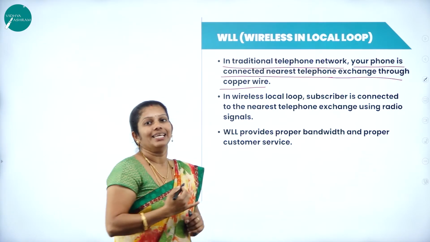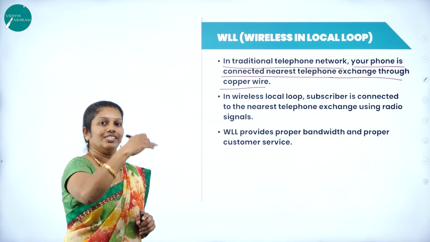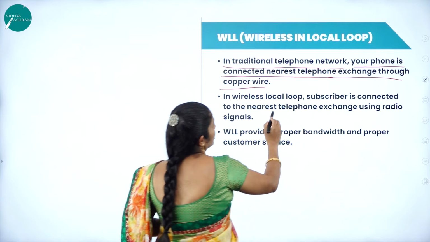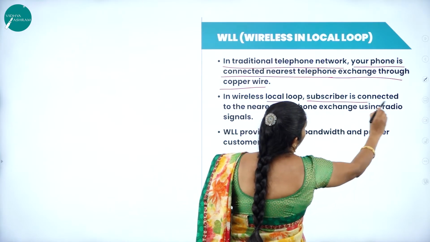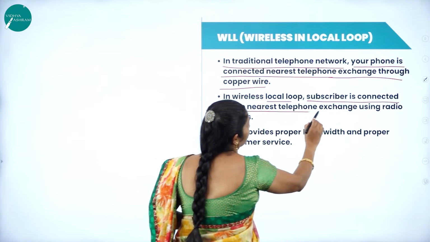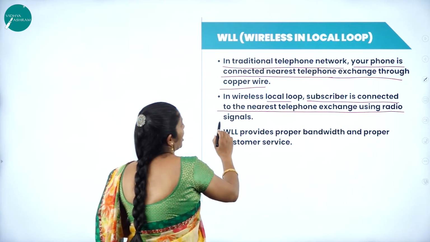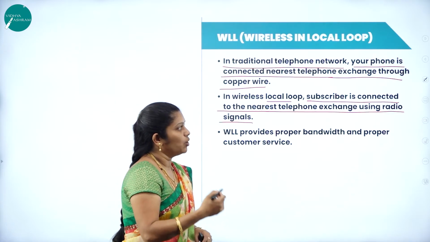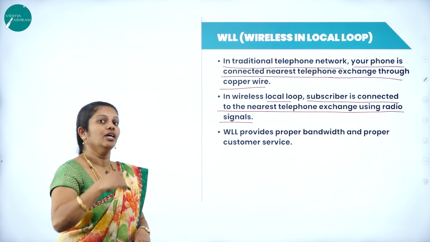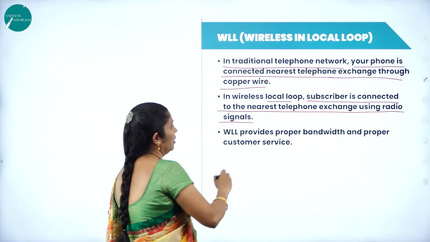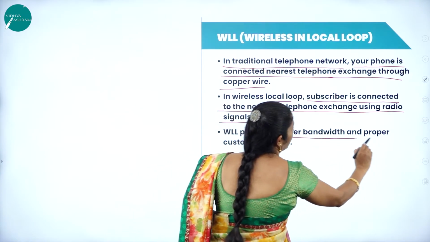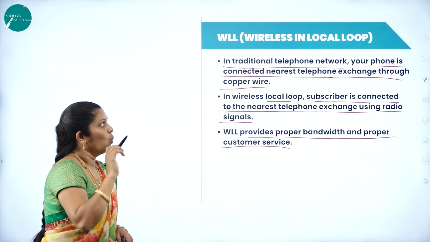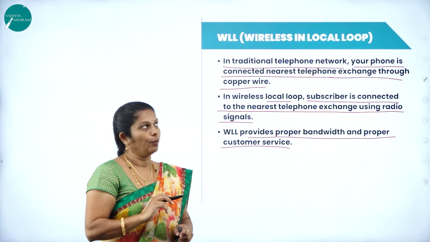It will connect to the nearest place. From there, once again, it will connect to the nearest place and then the process will be performed here. In wireless local loop, the subscriber is connected to the nearest telephone exchange using radio signals. Mainly here we are using copper wires, and with the help of copper wires, radio signals can be sent to the nearest channel. And it provides proper bandwidth and proper customer services also. That is wireless in local loop.